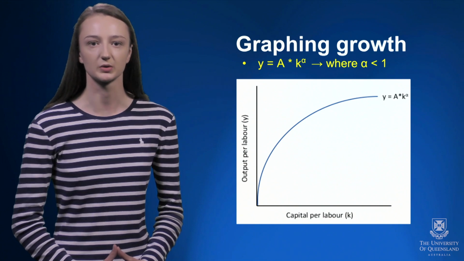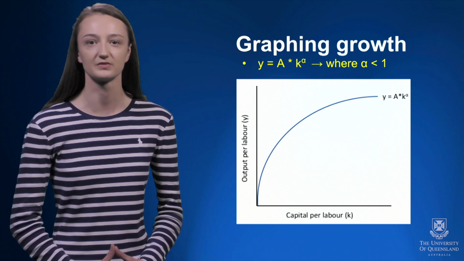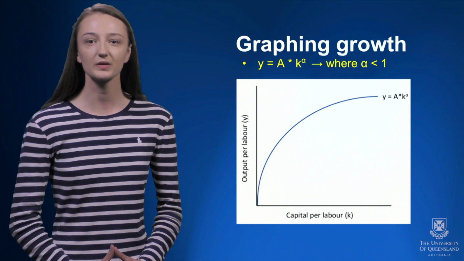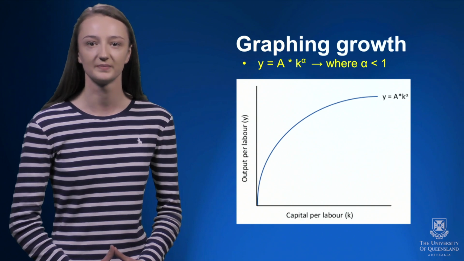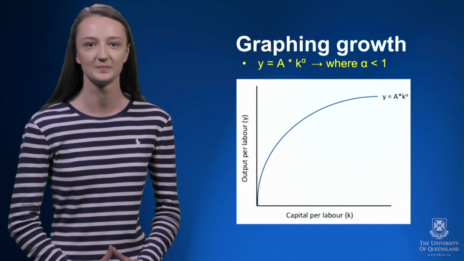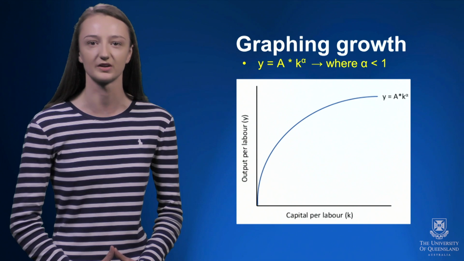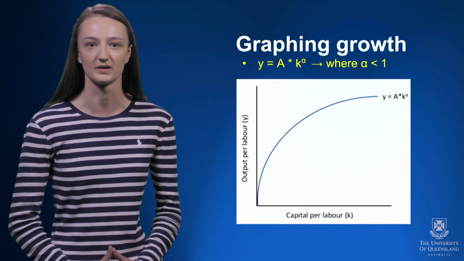The curve we want to draw is the intensive form of the production function, y equals A multiplied by k to the power of alpha. As we draw the curve, we see it bows over. That is, it is getting flatter and flatter as k increases. Mathematically, this is because k is raised to the power of alpha, and alpha is less than 1. But this is simply the result of restricting alpha to be less than 1.